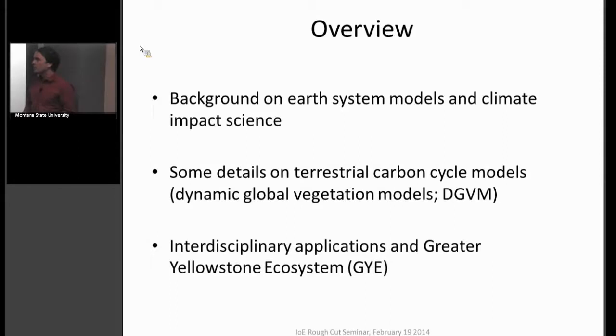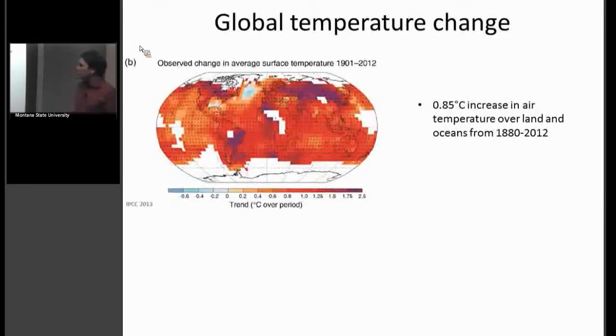And then I'll introduce what I see as a short list of interdisciplinary applications of the DGVM framework with a focus on the Greater Yellowstone ecosystem. And then hopefully we can have time for some discussion and some ideas, brainstorming about what else could be done with this modeling framework. So as most people are familiar with, global temperature is increasing.